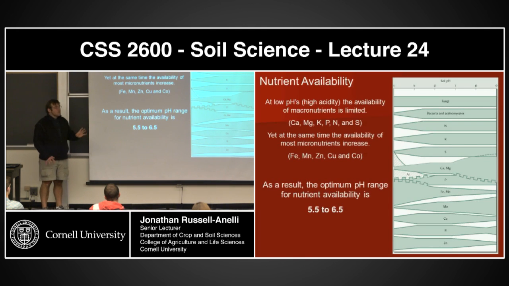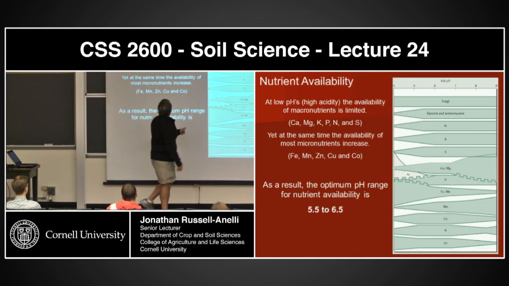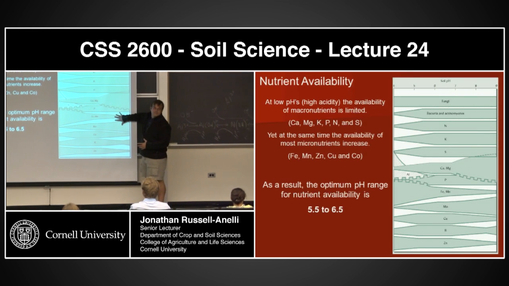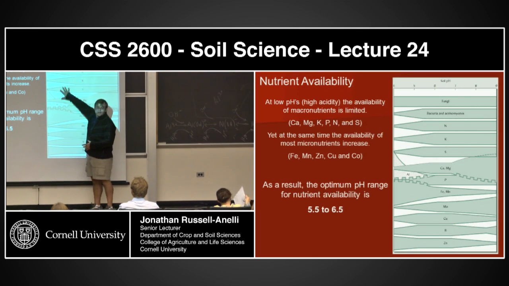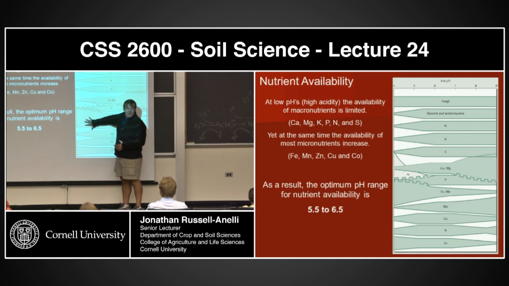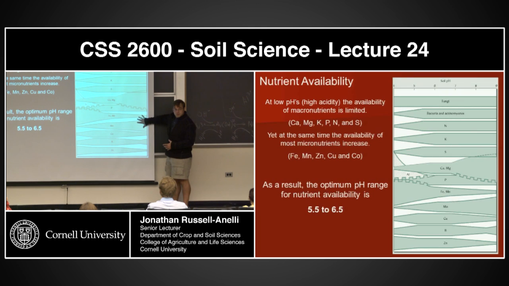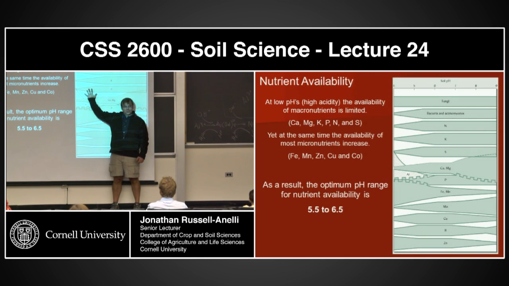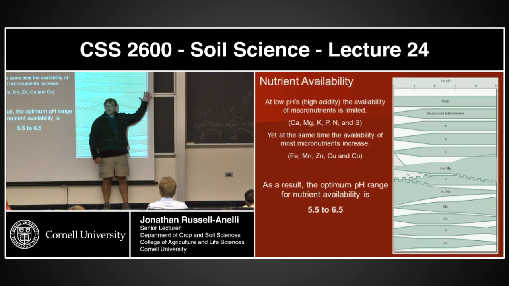So, if you look at all these nutrients, it turns out that at high pHs, the availability of macronutrients is maximized. When you're at a low pH, the availability of macronutrients is limited. At high pHs, the availability of micronutrients is limited, and at low pHs, the availability of micronutrients is high. Does that make sense? A different way of saying it: low pHs, lots of micronutrients. High pHs, lots of macronutrients. Does that make sense? Okay.